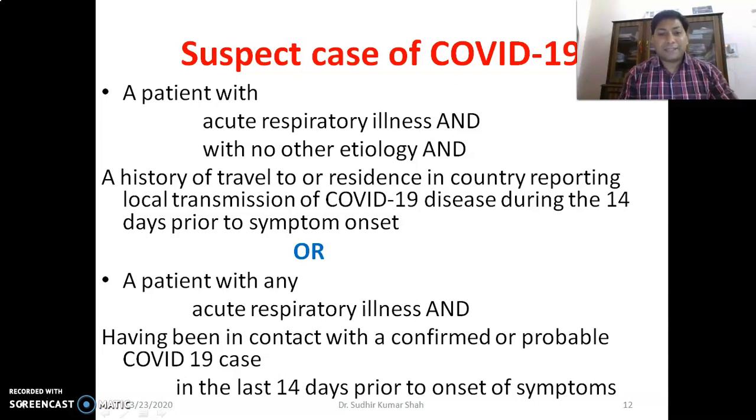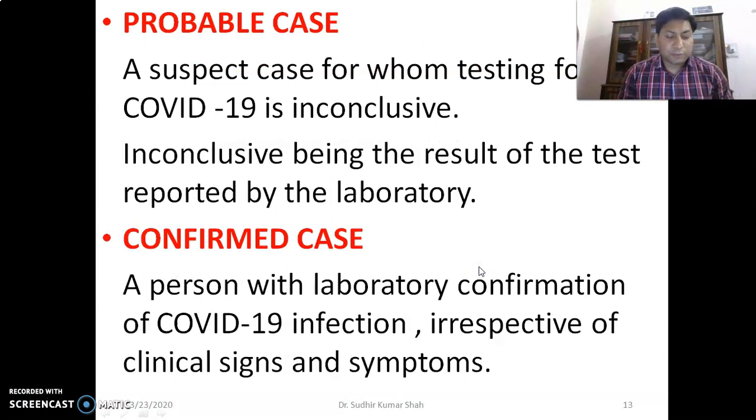We also have the second definition, and it says a patient with any respiratory illness who has been in contact with a confirmed or probable case of COVID-19 in the last 14 days prior to the onset of symptoms. Similarly, we have the probable case. So who are the probable cases of COVID-19? The suspect cases for whom the testing for COVID-19 is inconclusive. That implies the result reported by the lab is inconclusive.